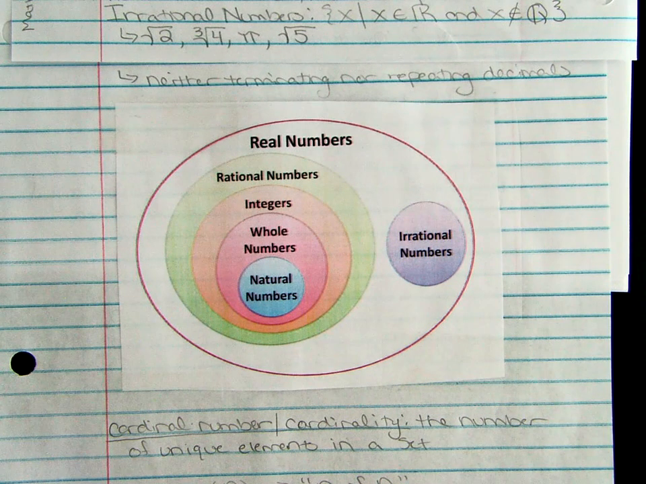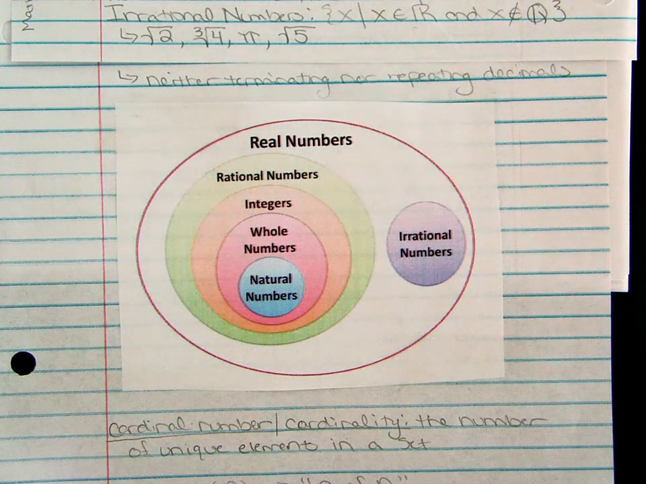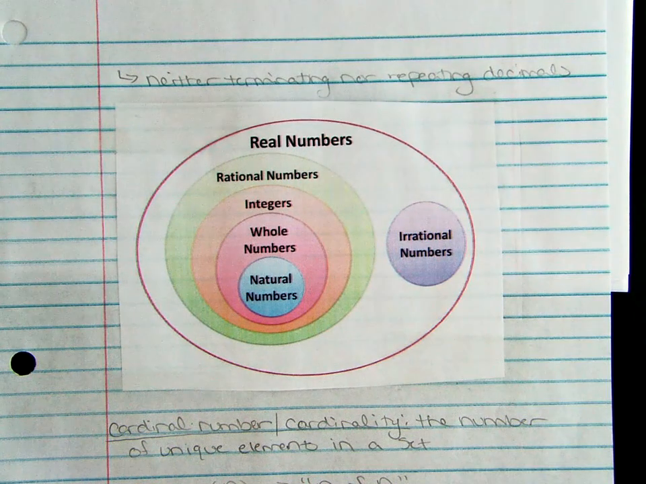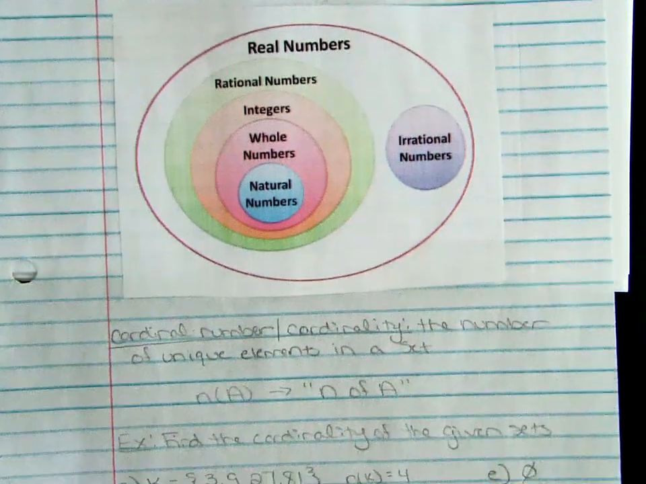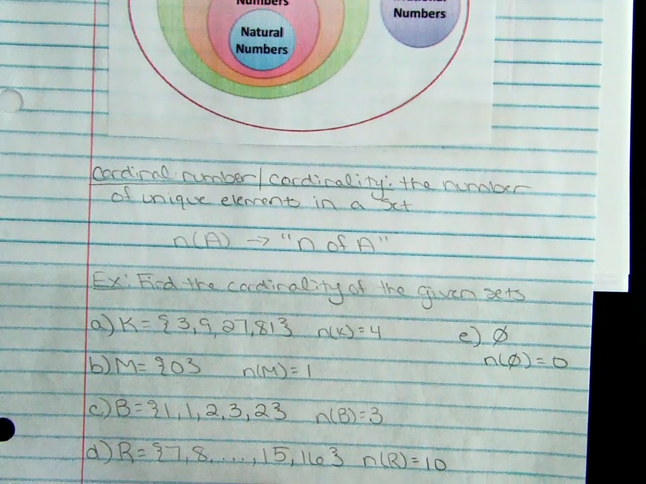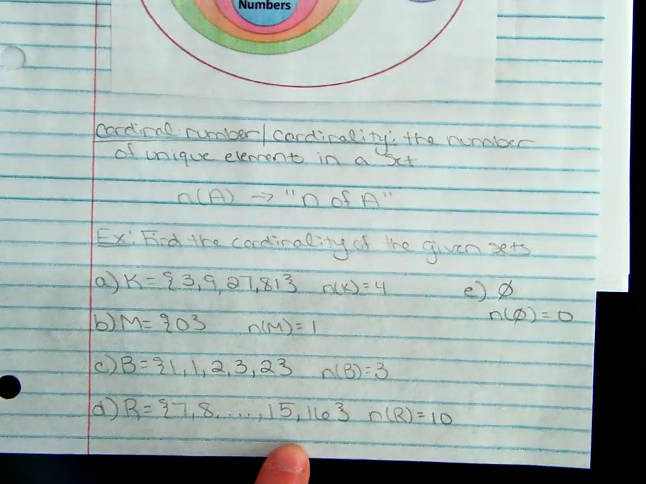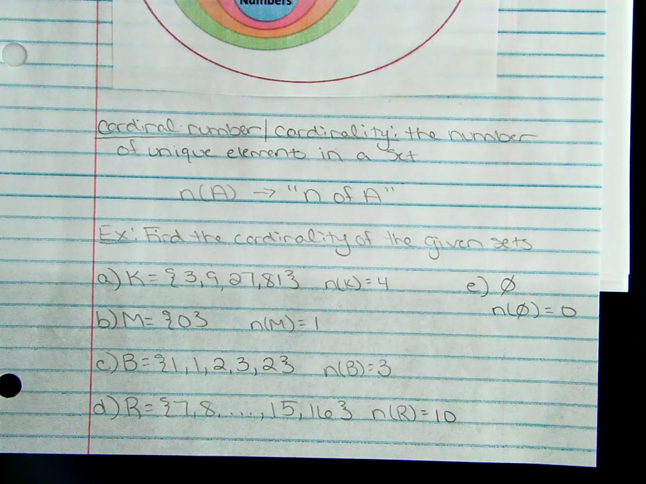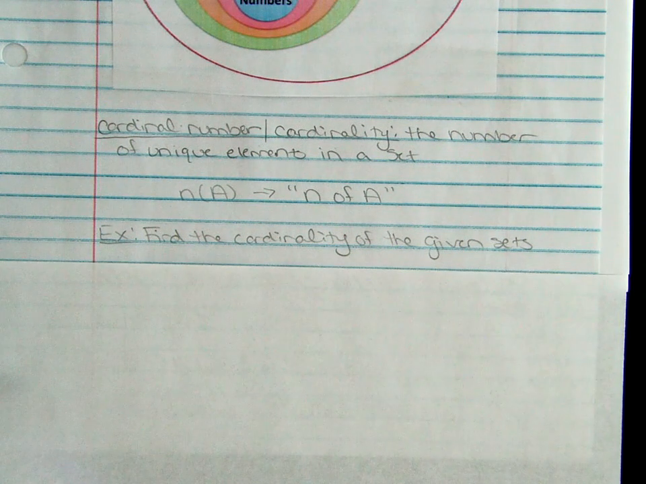All right, I'm going to keep scrolling up. We are almost done. So when we talk about our sets, a lot of times we want to talk about how many things actually live in our set. We don't just want to know what our set is, we want to know how many elements are in there. And so if we are finding how many elements are in our set, those are our cardinal numbers, or our cardinality. Cardinal number or cardinality is the number of unique elements in a set.